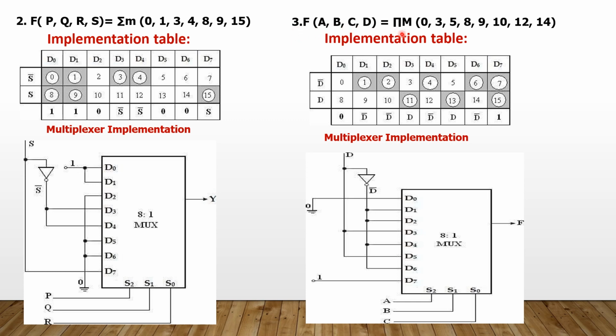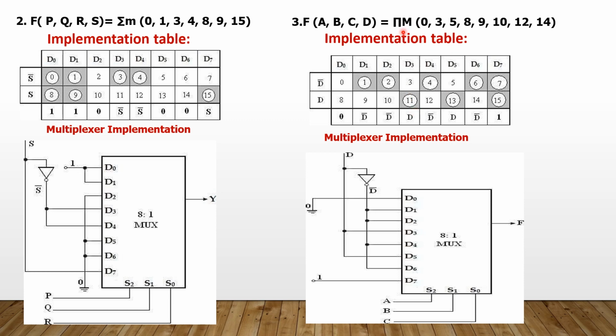And if you look into this third sum, f of a, b, c, d is equal to, here it is given in the form of POS. Please remember that any SOP function can be implemented using multiplexer. Suppose you are given a POS function, then we have to convert that POS into SOP, and that has to be considered for the implementation.